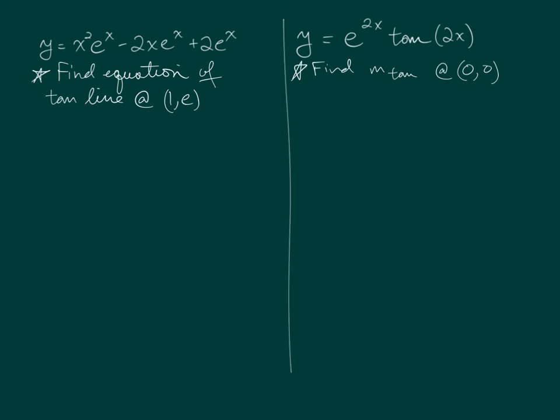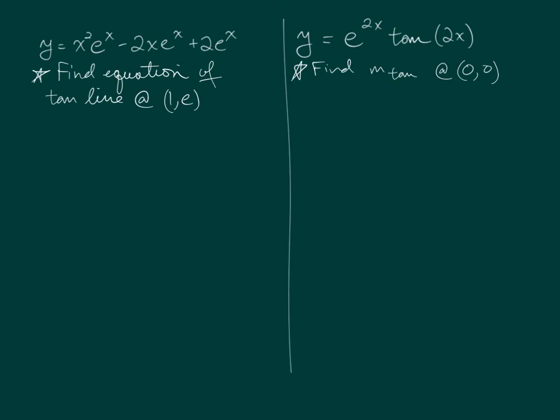On this page, we will still be finding some derivatives, but we have different instructions. So in this first example here, it's asking to find the equation of the tangent line at the point 1 comma e. So if you look at this function, we will still be needing to take the derivative because that is how you find the equation of a tangent line.